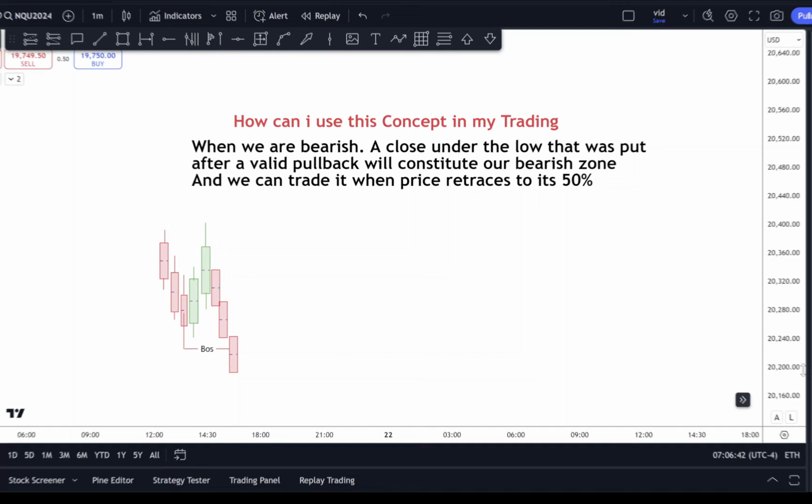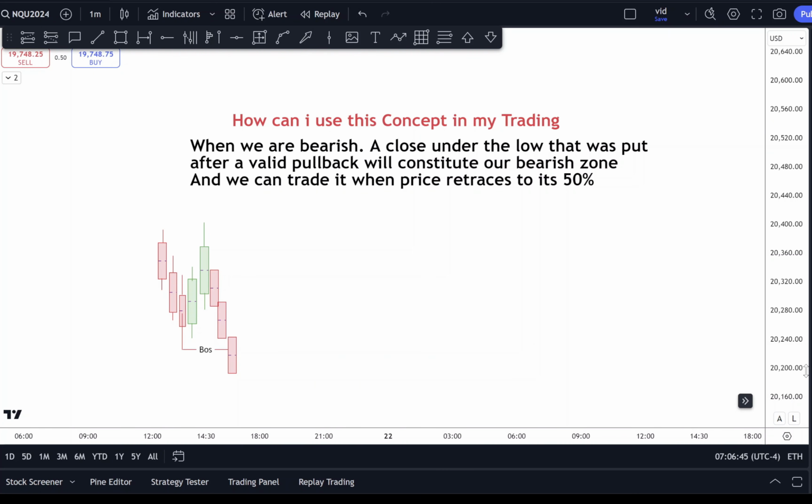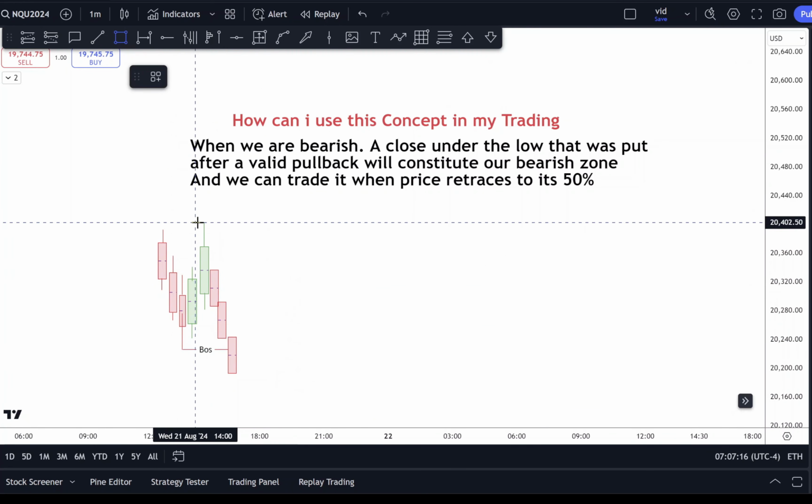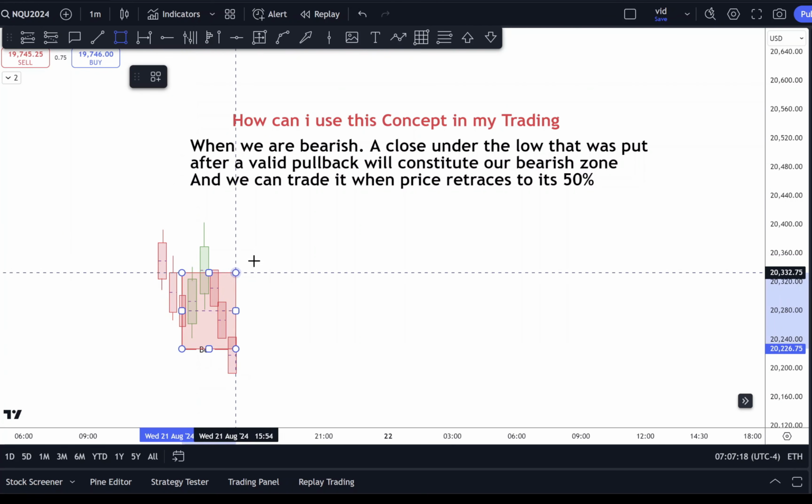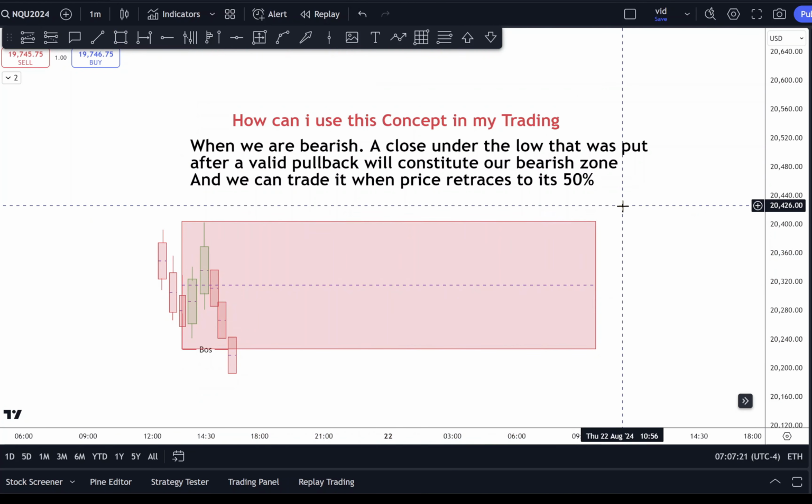Nothing else is needed. So you must be wondering now, okay, I understand what a valid pullback is, but how can I use this concept in my trading? So let me tell you, when we are bearish, for example here, a close under the low that was put after the valid pullback, right? So a close under this low will constitute our bearish zone. So after this was a valid pullback, from the lowest low to the highest pullback high, right? This now will be our zone, right?